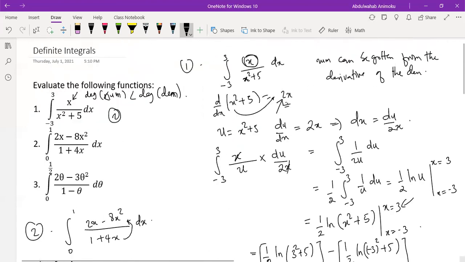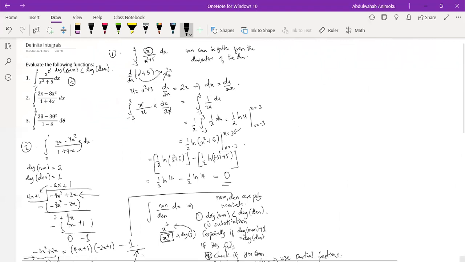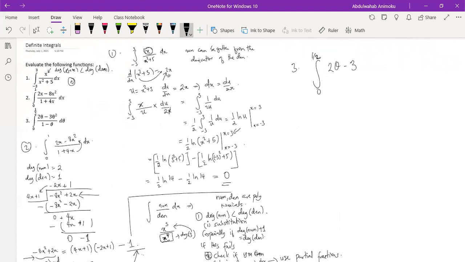And finally, let's look at the last one, the third one: the integral of 1 over 2 theta minus 3 theta squared over 1 minus theta, d theta. So it's exactly the same problem, similar to the previous one. The first thing that you need to do is check that the degree of the numerator is bigger than the degree of the denominator. When that is the case, you do the long division first. But you have to rearrange the terms so that you move from the highest power to the lowest power. So minus theta into minus 3 theta squared would give us 3 theta.